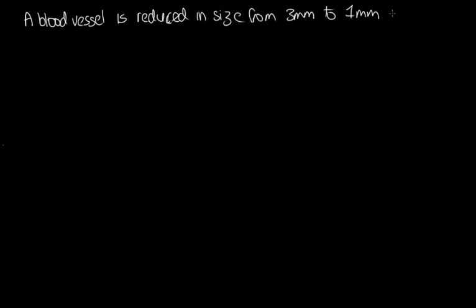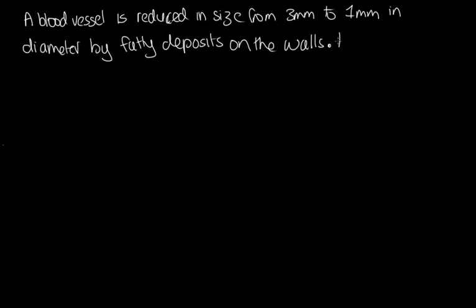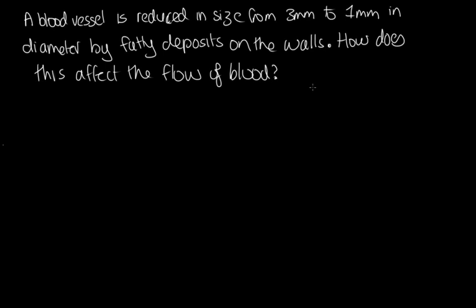So a blood vessel is reduced in size from 3 millimeters to 1 millimeter in diameter by fatty deposits on the walls. How does this affect the flow of blood? So we know that the volume rate of flow is constant. So AV is equal to a constant.